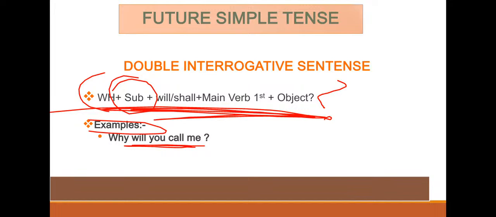First you ask him, will you call me? He could answer yes or no. But you moved on and said, why will you call me? So you know that the person will call, and you want to know the reason for it. What makes him call you? So this is what I wanted to tell you.